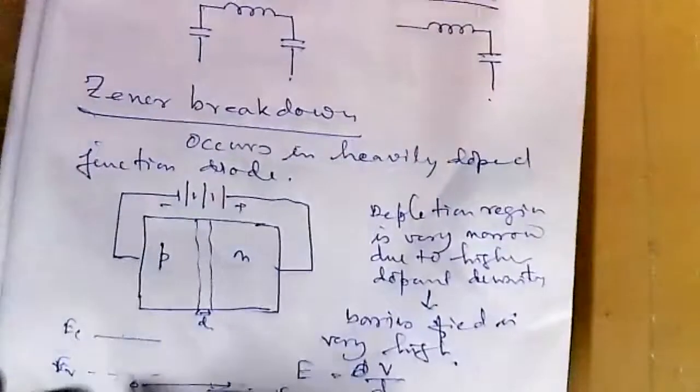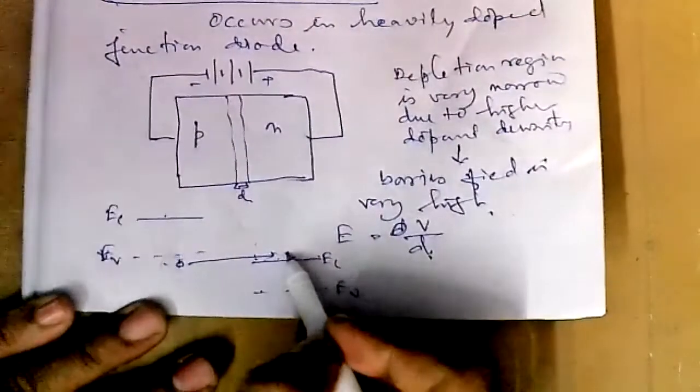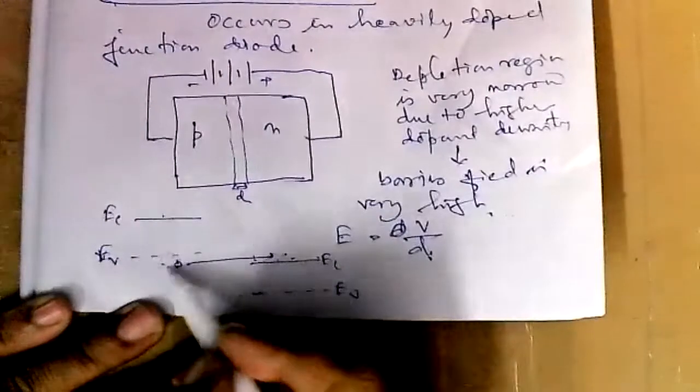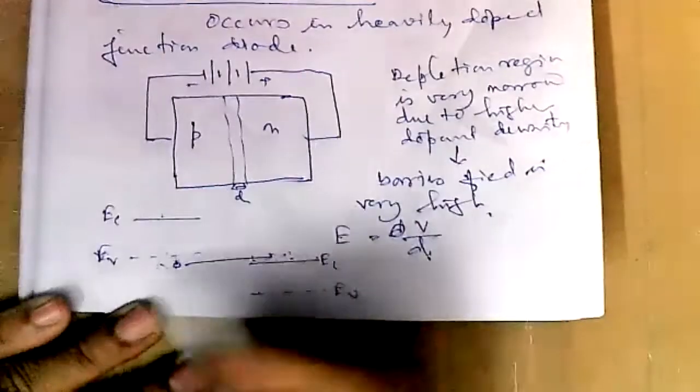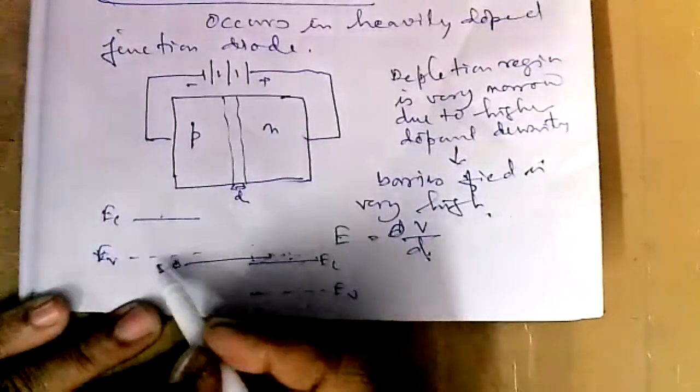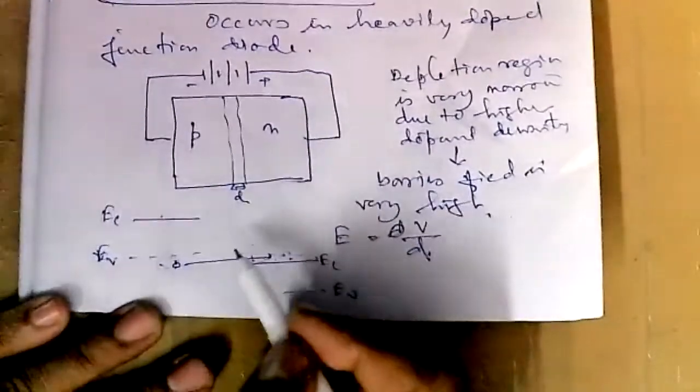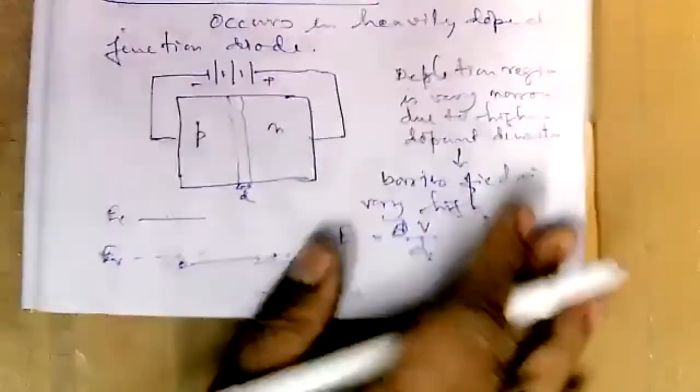So in Zener breakdown, what is happening? The minority carriers are going to the opposite sides where they become majority carriers. So due to a huge flow of minority carriers across the junction, there is a breakdown. It is called Zener breakdown. But in Zener breakdown, there is no breaking of bonds.